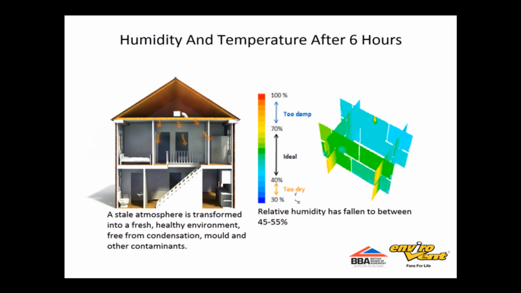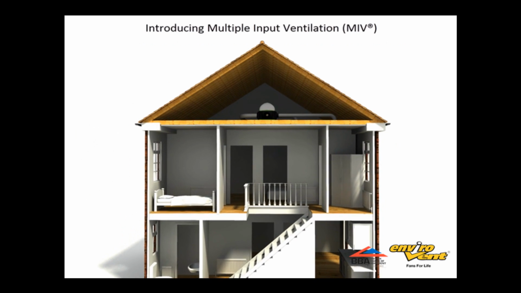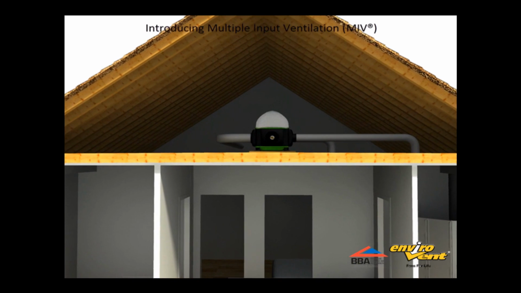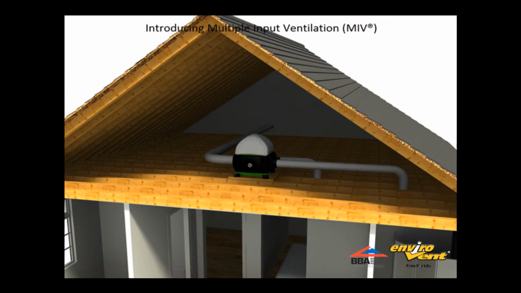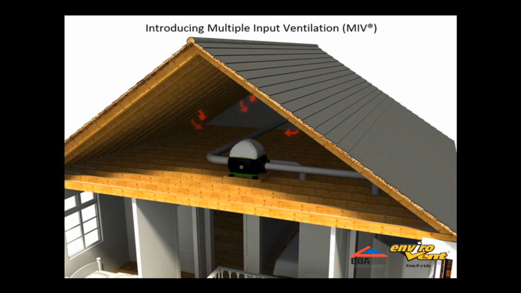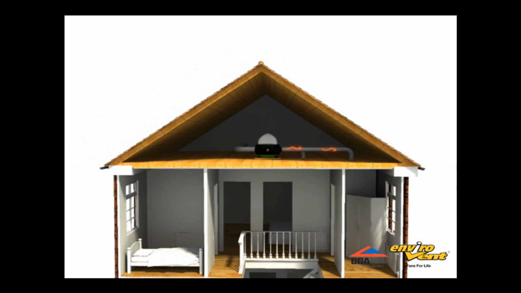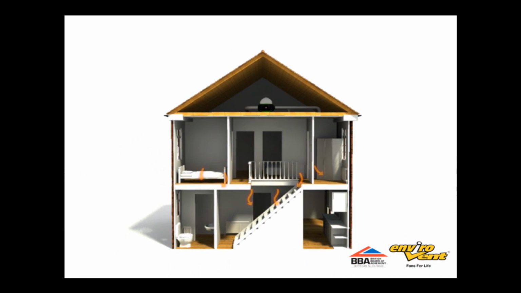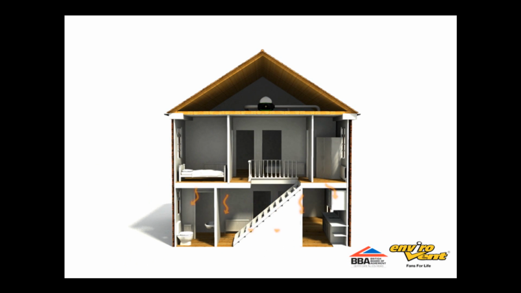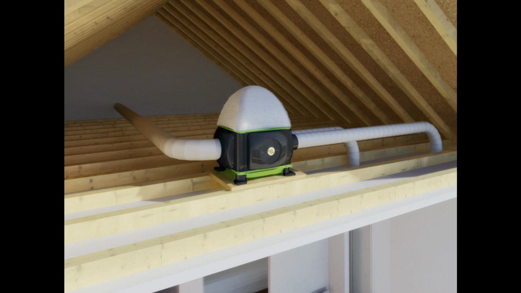Another strategy is known as multiple input ventilation. As you can see from this animation, the loft unit is picking up free energy from the loft space, filtering the air and delivering it into the property through multiple ceiling diffusers. The advantage of using multiple inputs is that you can target certain areas of the home where there may be a condensation or mould problem, or perhaps there may be a person suffering from hay fever or asthma.